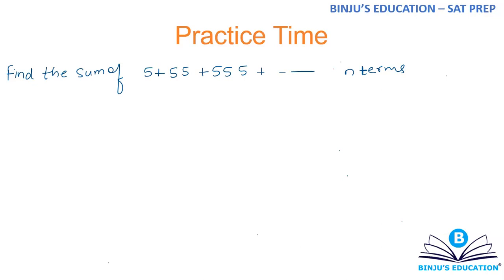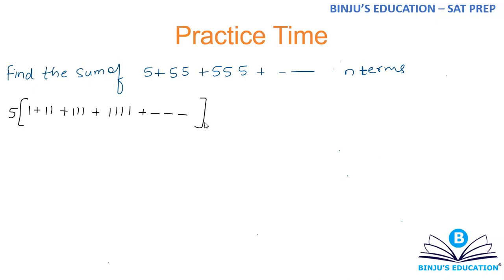So I have 5 plus 55 plus 555 and so on and so forth, and I need to find the sum. How can I do that? One thing is I can take 5 common, and then this will turn out to be 1 plus 11 plus 111 plus 1111 and so on. Now I don't have any formula to add 1 plus 11 plus 111 plus 1111. That's not possible, and this forms neither an AP nor a GP; nothing's happening here.